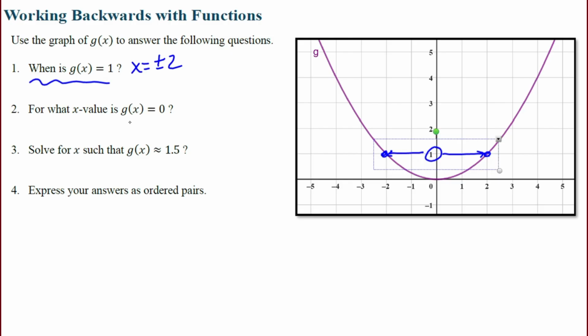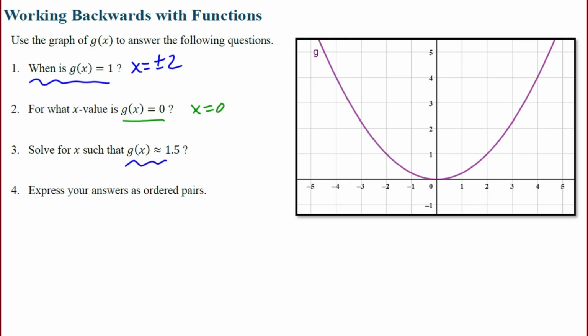For what x value is g of x equal to 0? Well, we find 0 on the y-axis. There it is. And we see that there's only one x value that does that. So we only have one ordered pair. And now I'm going to erase all of this so we can do the next one.